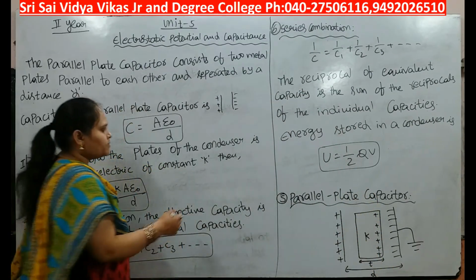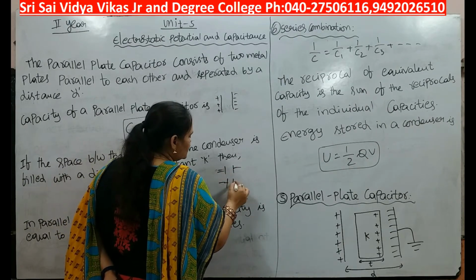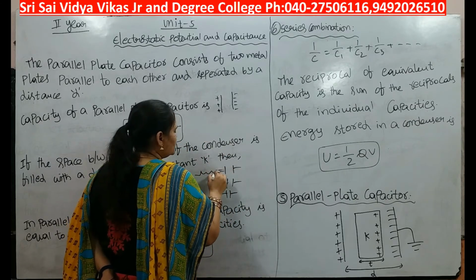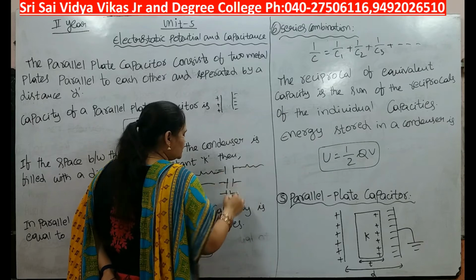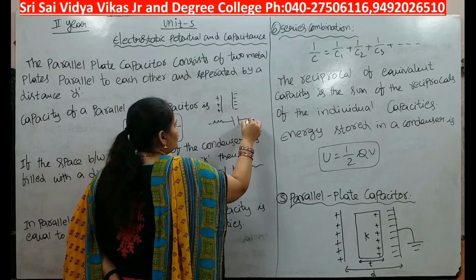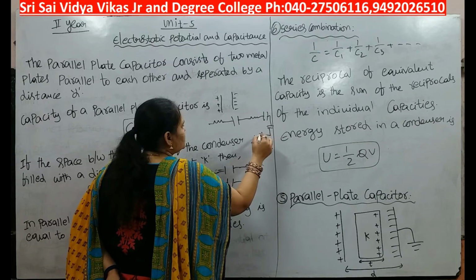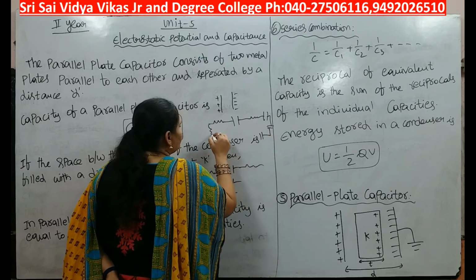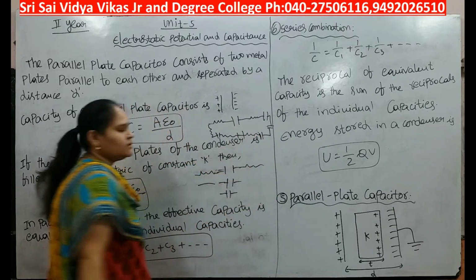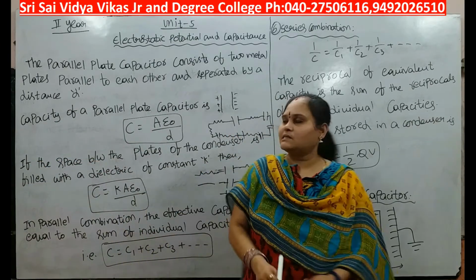In parallel combination, the capacitors are connected in parallel, the combination is like that. In series combination, the capacitors are connected like this. So we have two types of combinations, one is the parallel and the second one is the series combination.